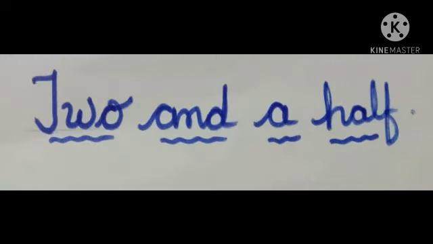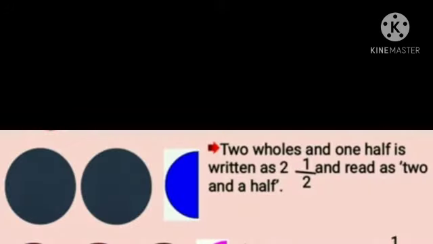Now next we will see 2.5. When we combine 2 wholes and 1 half, it will make 2.5, and it is read as 2.5. Now we'll see 3.5. If we take 3 wholes and a half, for half we write 1 upon 2, which means 3 plus 1 upon 2, it will be 3 and a half. This is also an example of a mixed fraction.